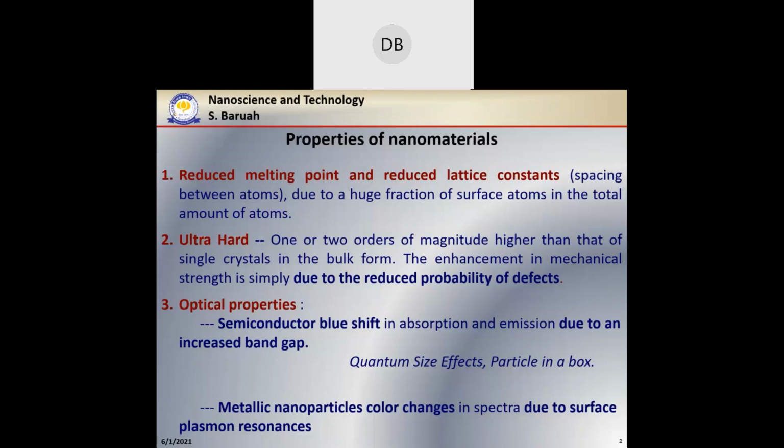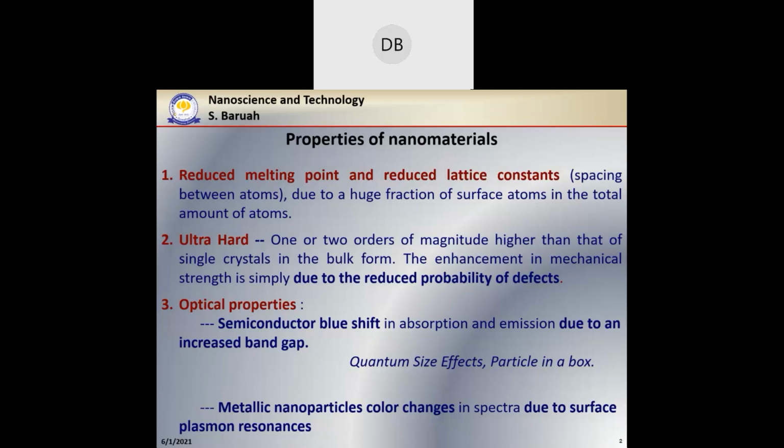So I'll continue from where we stopped in the last class. We were talking about different properties of nanomaterials, and we were discussing the optical property that day, when we were talking about the band gap for semiconductor materials. And for metallic nanomaterials, I already said that the color is not like the bulk. That means gold is not golden, silver is not silver, any other metals. They can have many colors based on the size of the particles.